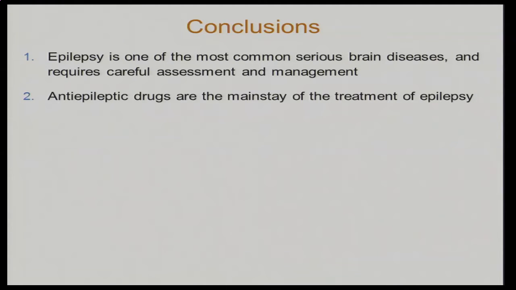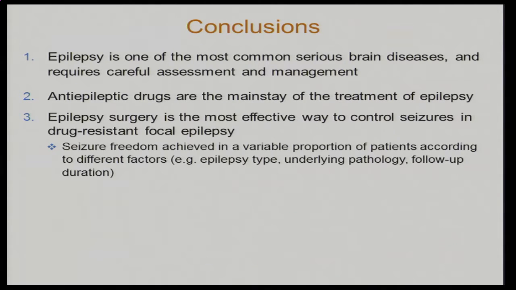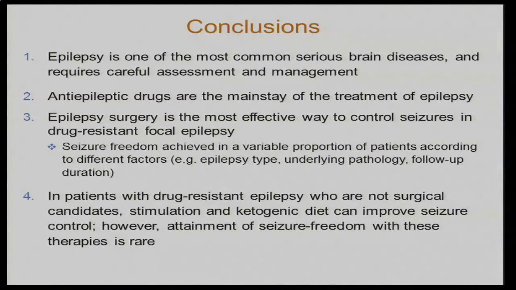In that sense, antiepileptic drugs are the mainstay of the treatment of epilepsy. Epilepsy surgery is the most effective way to control seizures in drug-resistant epilepsy. And seizure freedom is achieved in a variable proportion of patients according to different factors: the type of epilepsy, the underlying pathology, the duration of follow-up. In patients with drug-resistant epilepsy who are not surgical candidates, stimulation and the ketogenic diet can improve seizure control. However, achievement of seizure freedom with these therapies is rare. So with this, I conclude, and I'm here to answer any questions you may have.